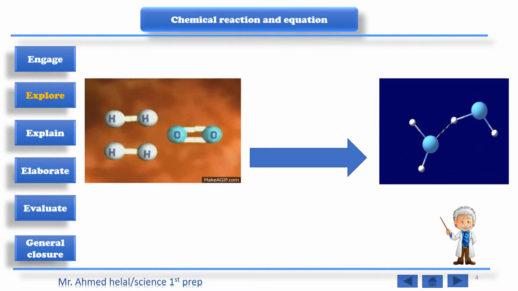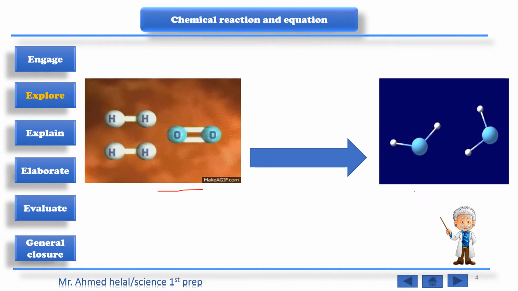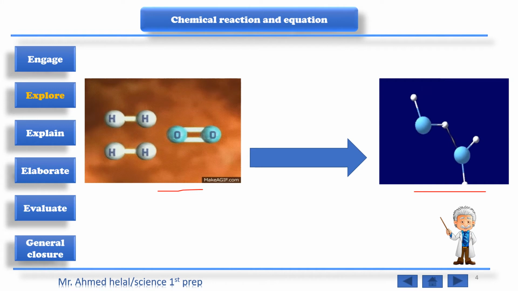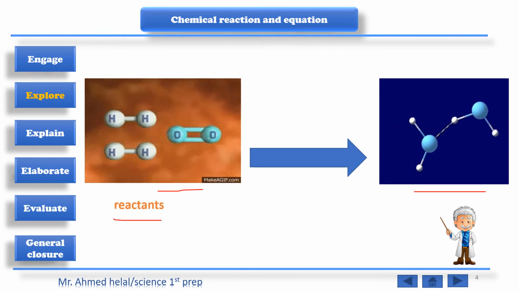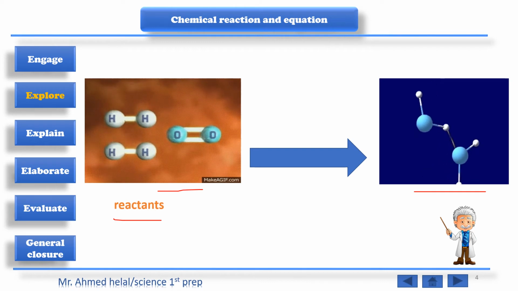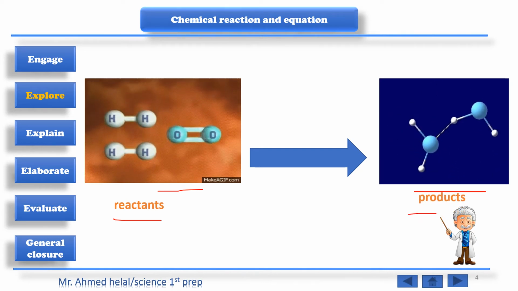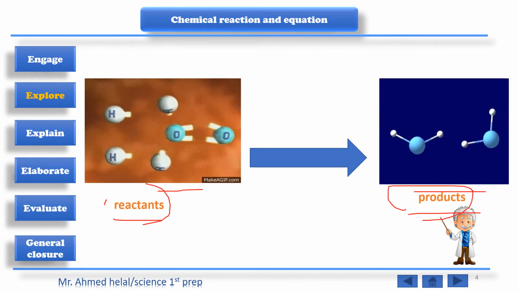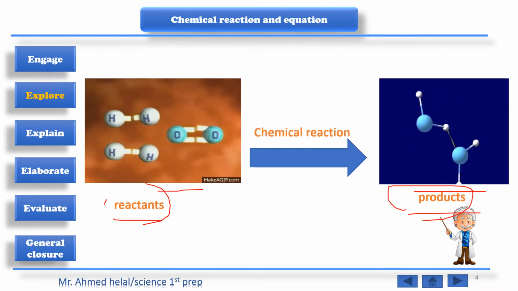Okay, now have a look at this GIF and this GIF. This is called a chemical reaction. On the left, this is called reactants, and this is called products. This is called what? Products. Remember this: reactants, products. All of this is called chemical reaction.